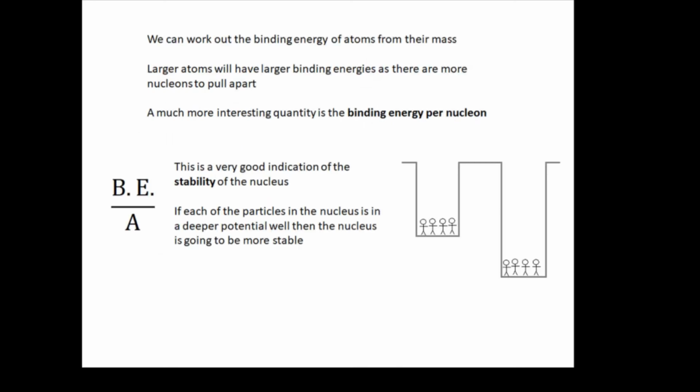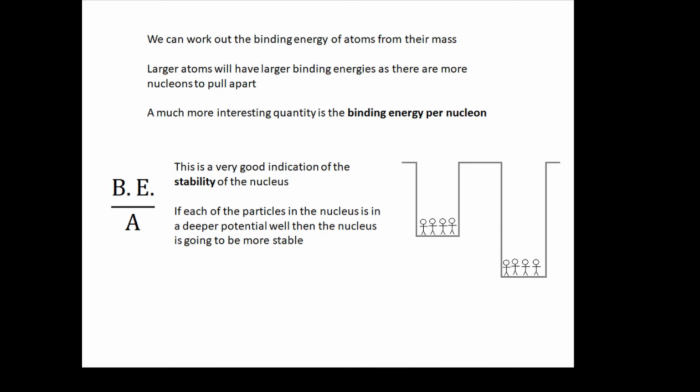Now, we can work out the binding energy of atoms from their mass. Obviously larger atoms will have larger binding energies because there are more particles to pull apart. So the binding energy of an atom on its own isn't that interesting. What is much more interesting is the binding energy per nucleon. If you like, it's the binding energy of the atom divided by the number of particles in the nucleus. That's interesting because it tells us the stability of the nucleus.